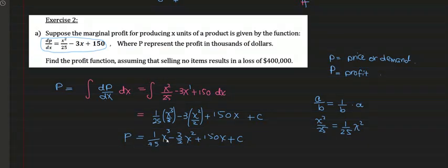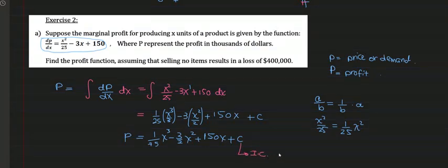Now we have the profit, but not an exact function for the profit. We have a function, which is 1/75 x^3 minus 3/2 x^2 plus 150x plus c, and c can be any constant. Usually in our word problems, they would give us a key in order to get that integration constant, which we call the initial condition.